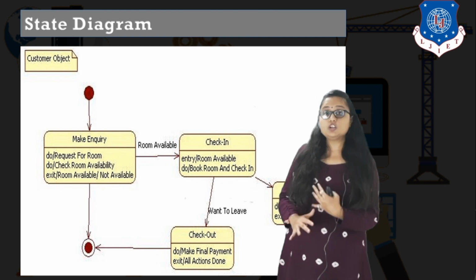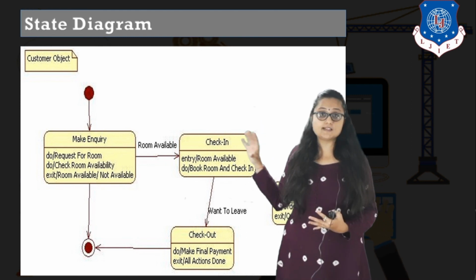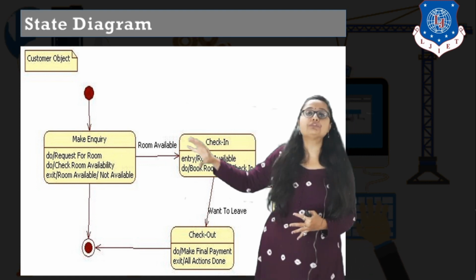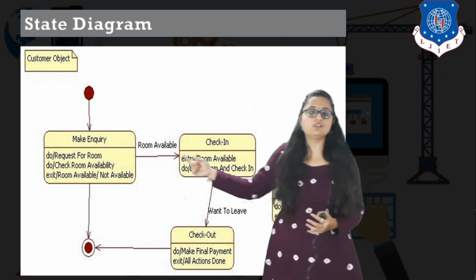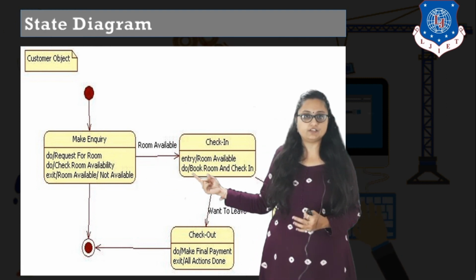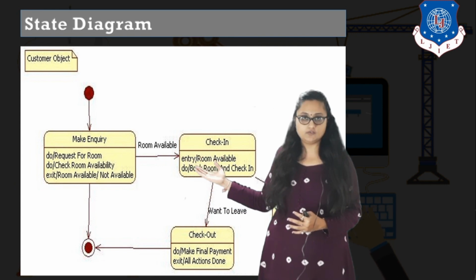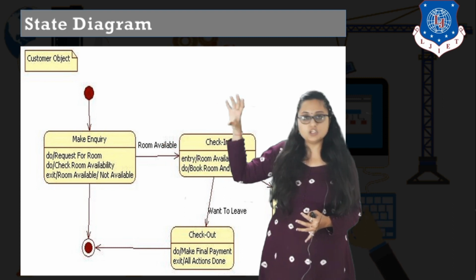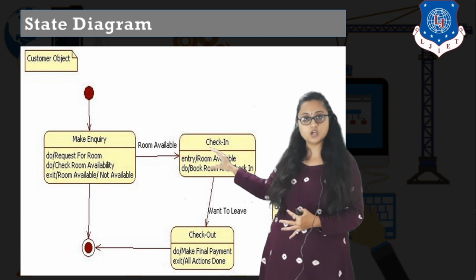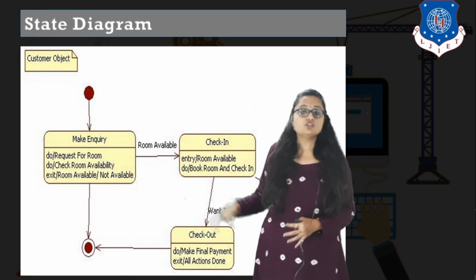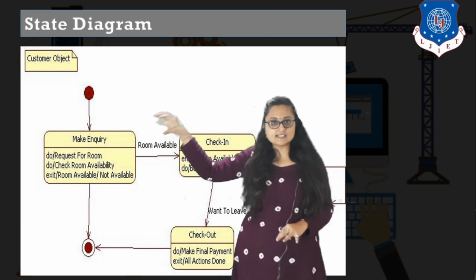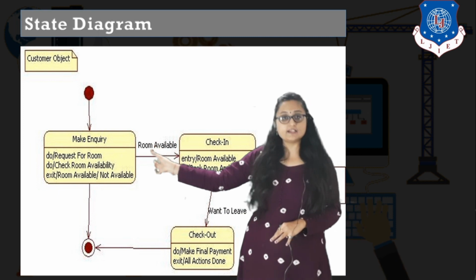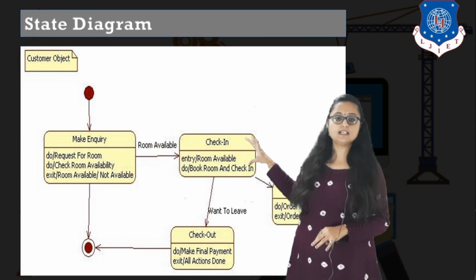Now if you want to depict in this particular state what is the exit condition, it means when will I go out from this state, then you can write it via exit, and whatever exit activity is performed, that is room available, not available. That is exactly the condition that you will write over here, right? Because we know that you will jump from one state to another when you have an exit condition. So it is okay to omit it in the state symbol itself and write it over the transition symbol.